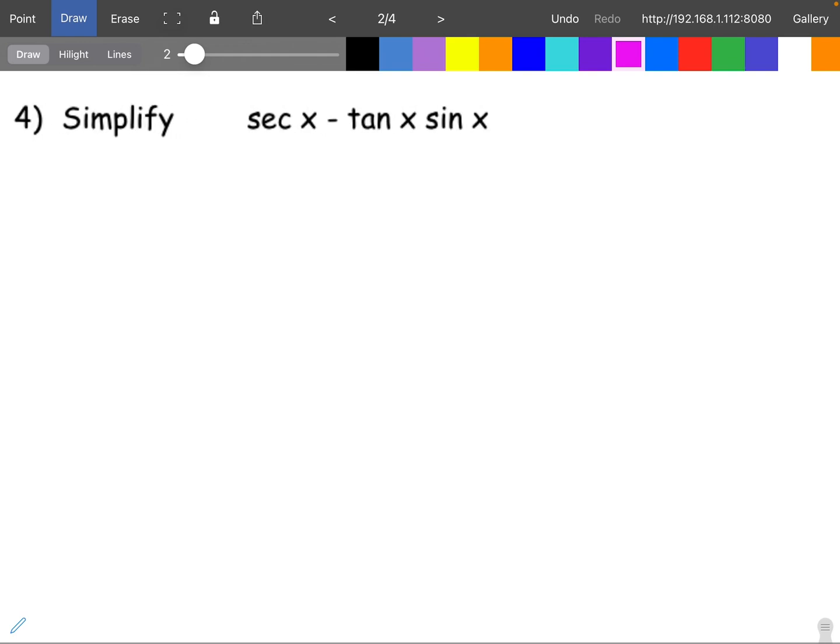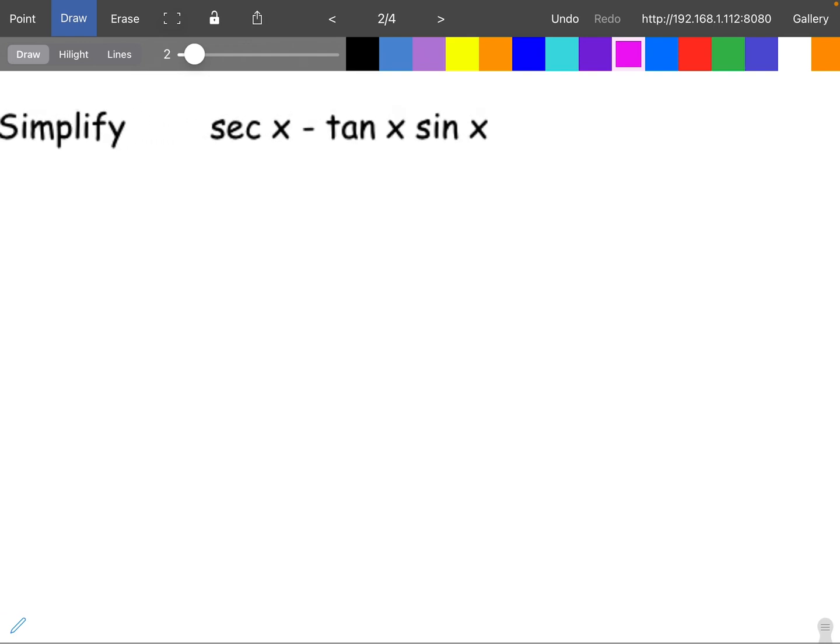All right, so we're going to simplify this expression. Secant x minus tangent x times sine x. So the first thing we do is see, do they have anything in common that I can factor out? No. One is secant, one is tangent and sine, nothing in common. I can't use a Pythagorean identity because nothing is squared. So I'm going to change everything to sine and cosine.